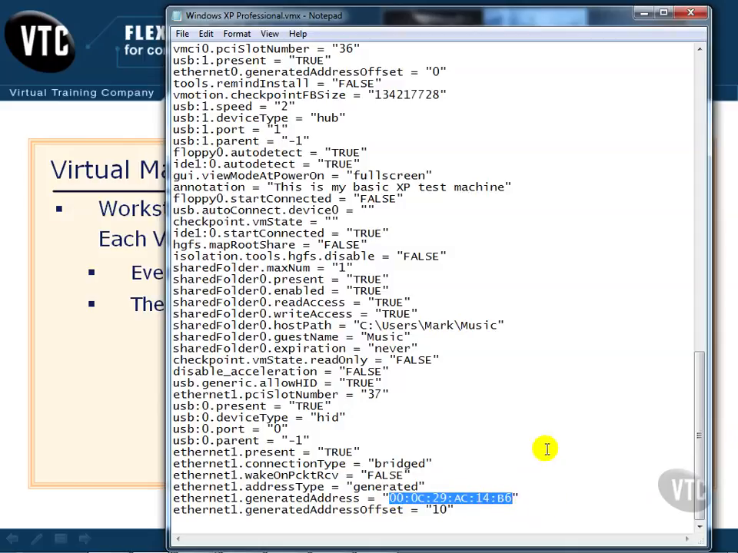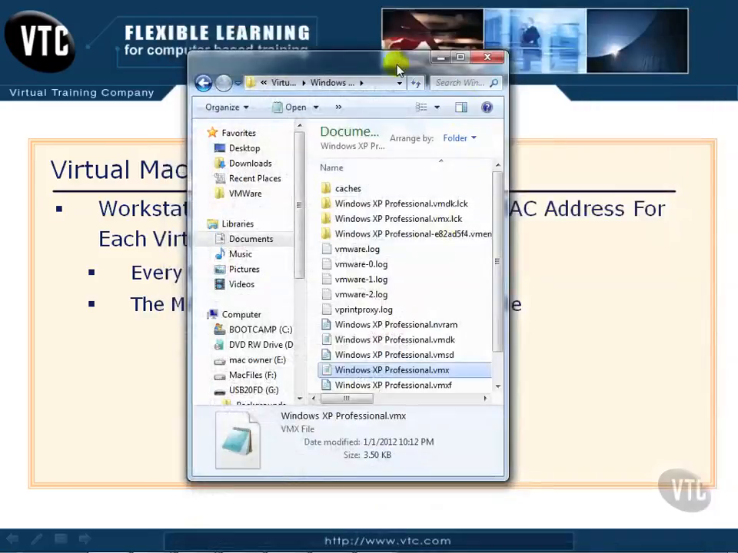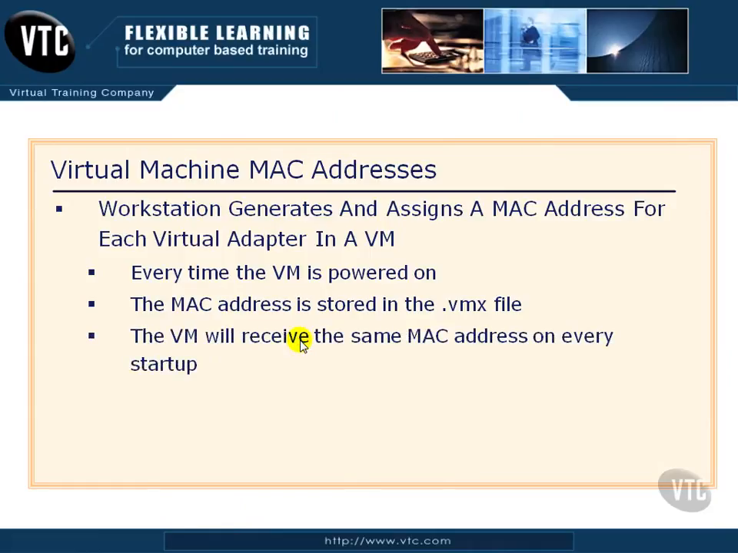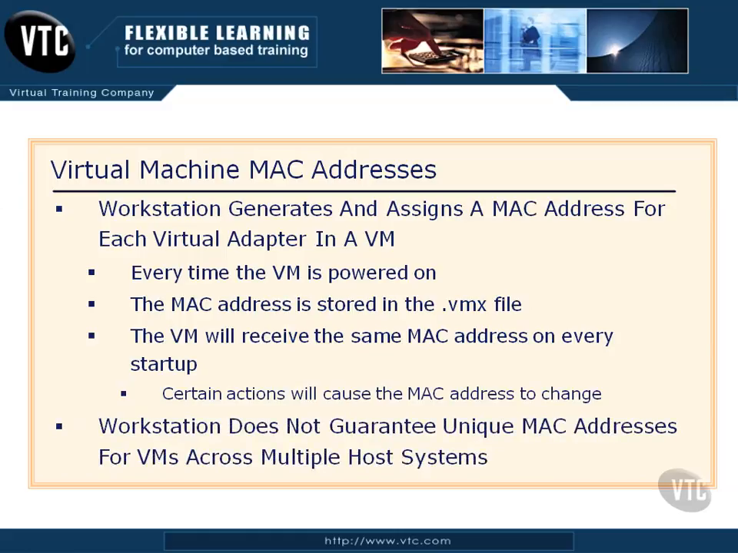Now if I go out and use my standard TCP/IP tools at the command prompt in the virtual machine, I can see the same information. Okay, but those are generated, and let me move this out of the way. Now the virtual machine is going to receive the same MAC address every time it starts up because it's stored in that VMX file. But there are certain things that will cause that MAC address to change, and you need to be aware of that.